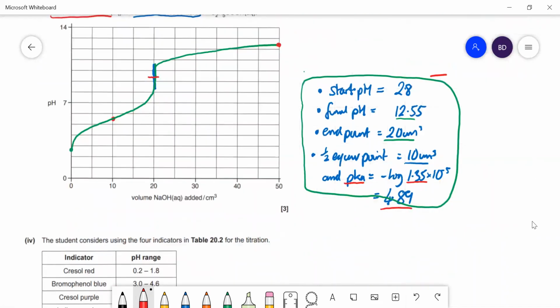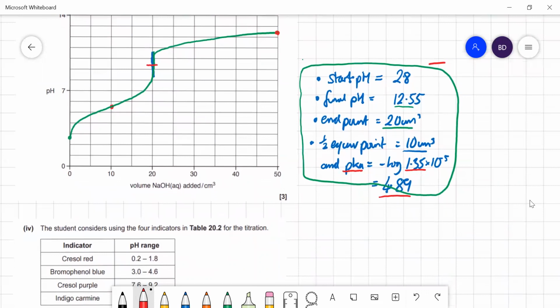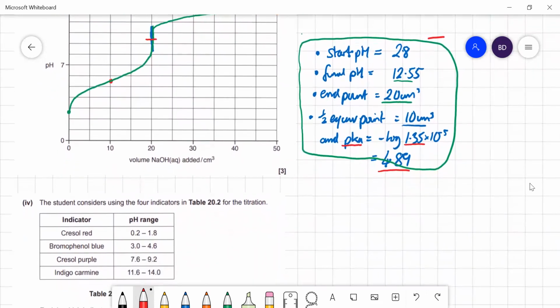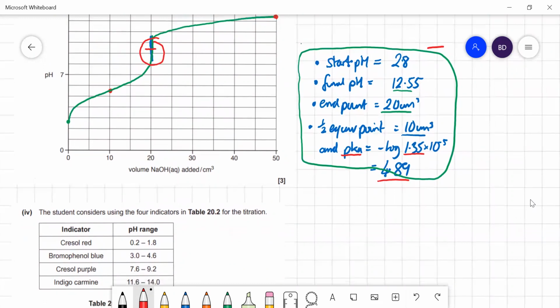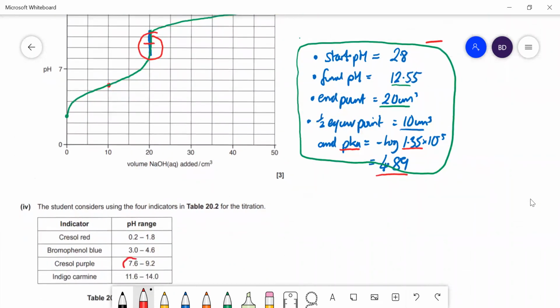Now, the student considers using 4 indicators. Okay, now which one should he use for the titration? Well, he wants to use one where the color change occurs in this steep point of the curve here. So that's between pH 8 and 10 or something. So I think we should definitely use the Cresol purple. That one is the right one to use. The other two are way too acidic. You know, they're going to be changing somewhere down here, which is no good before the endpoint, and the other one will be past the endpoint.